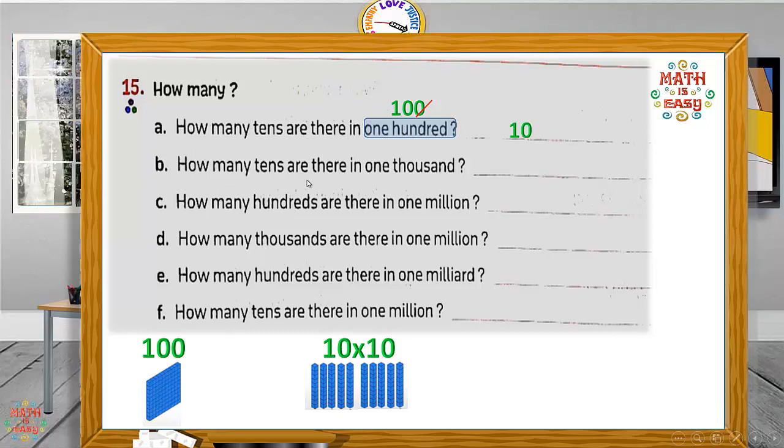Next one, how many tens are there in 1000? Write 1000 in standard form with 3 zeros, and the tens meaning 1 zero, that means cross 1 only. The remainder is 100.